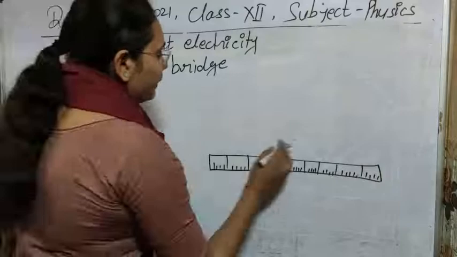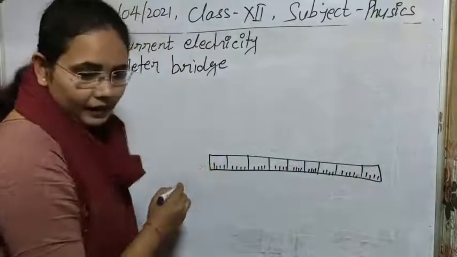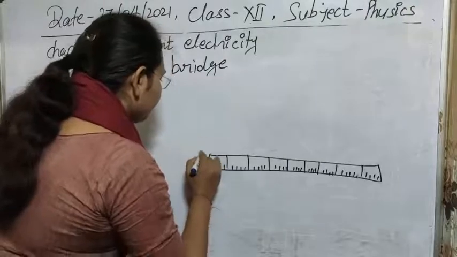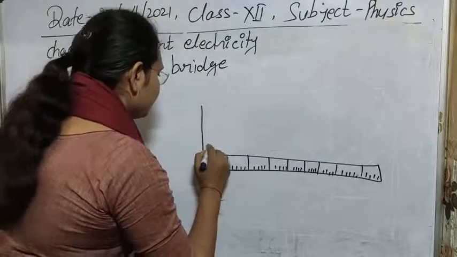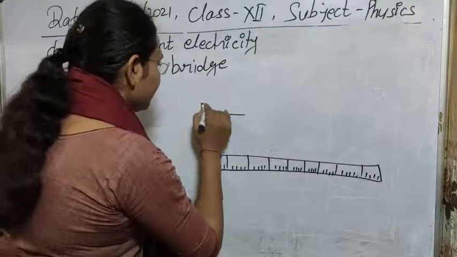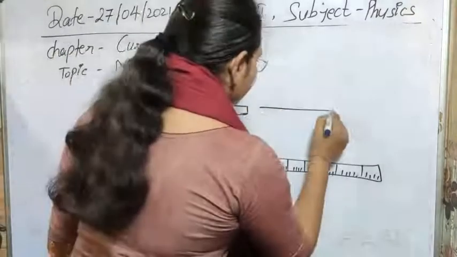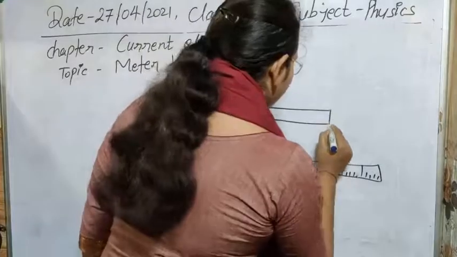So in this way, we have a 1 meter long scale. After that, here, with this scale, some copper plates are attached on this. In such a way, such copper plates are attached here.